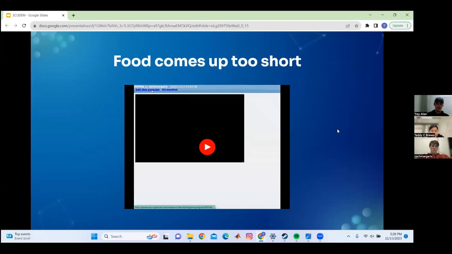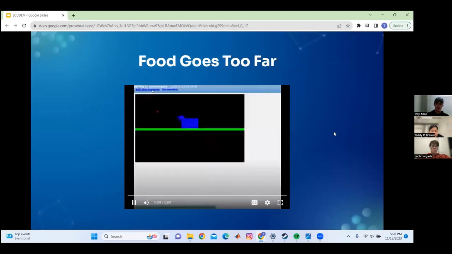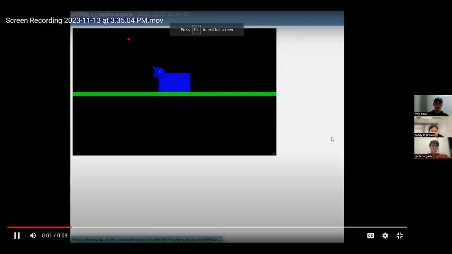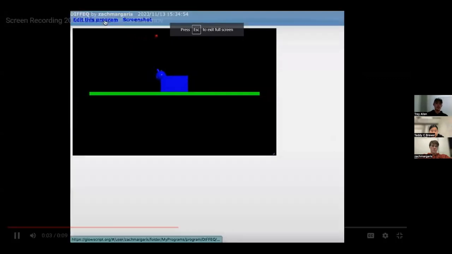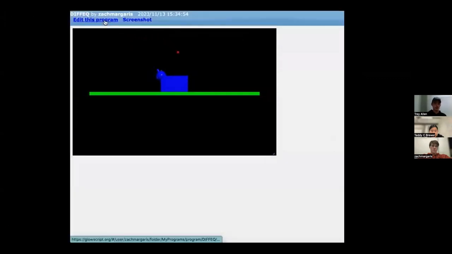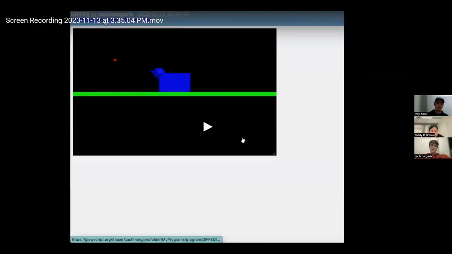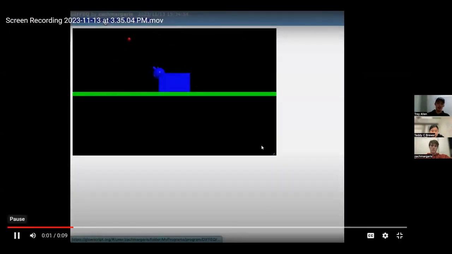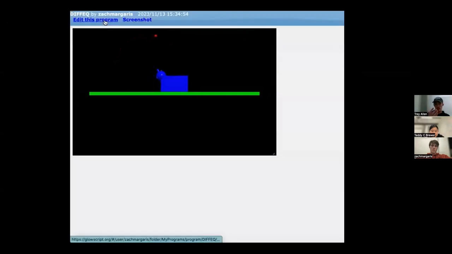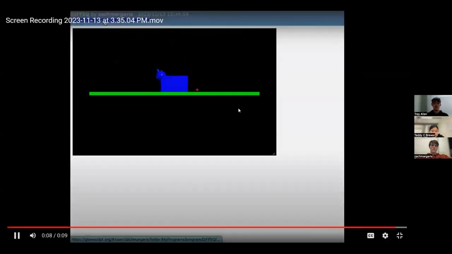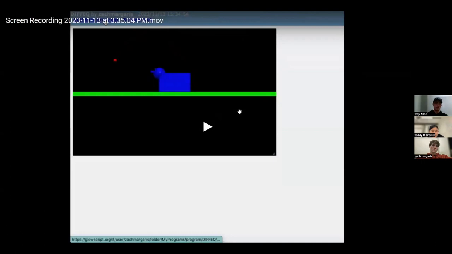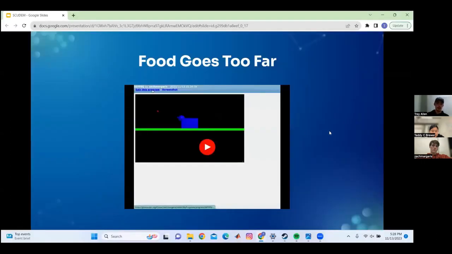The next case is the food going too far. So in this case, again, Fritz is waiting for the food to start traveling in the downwards direction before he starts making adjustments. But in this video, the food goes over his head before it starts moving downwards. So he is no longer able to make adjustments to reach the food, and he ends up not moving to catch the food. So this is an example in our code where the food goes too far.